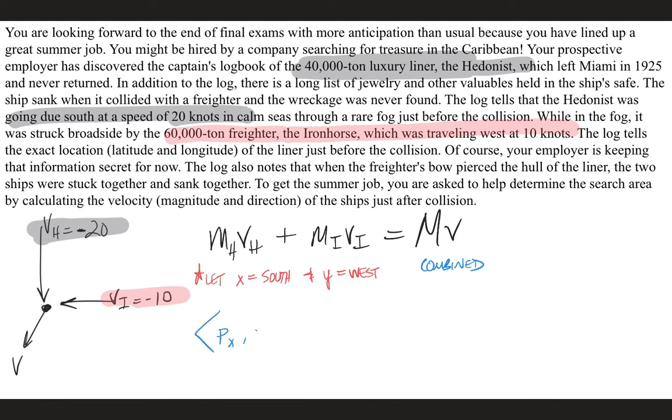Momentum is a vector, which means I can write it this way. And this is the total momentum, which also equals mv. That means you can solve for v. All right? And it's just going to be, I don't feel bad giving this away because it's just algebra.